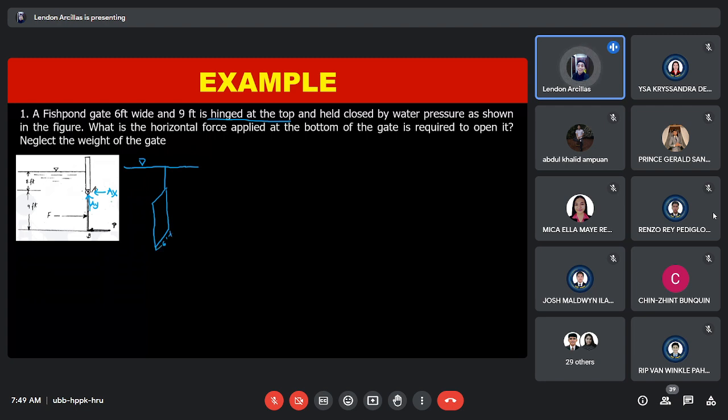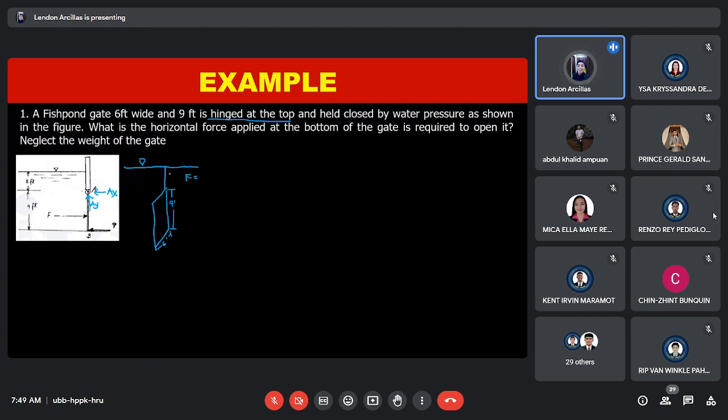6 feet, and then that is 9 feet of height. Gets na? Ito yung tubig, dito yung gate. Okay. So next, ang first natin hahanapin is yung value ng F. So how do we solve for the F?